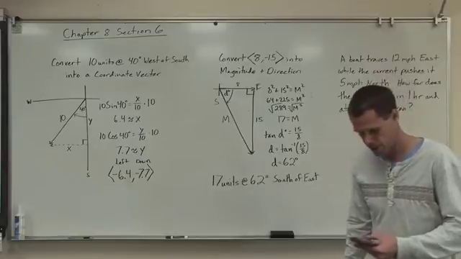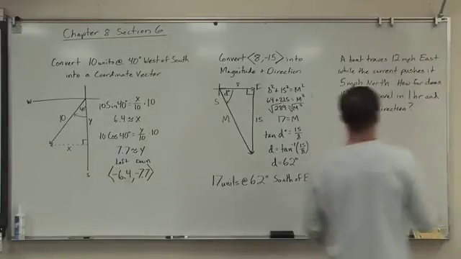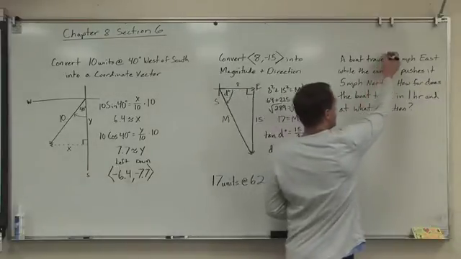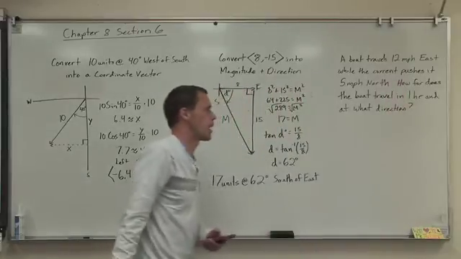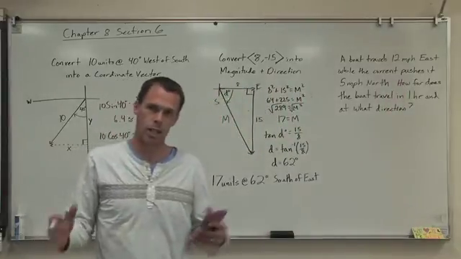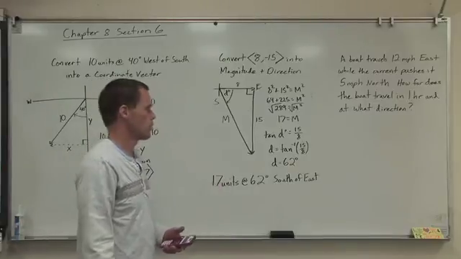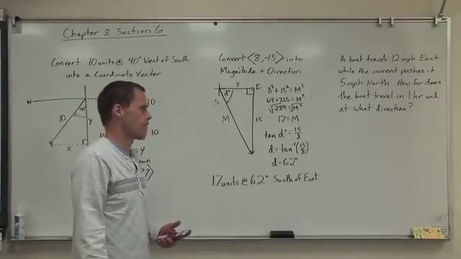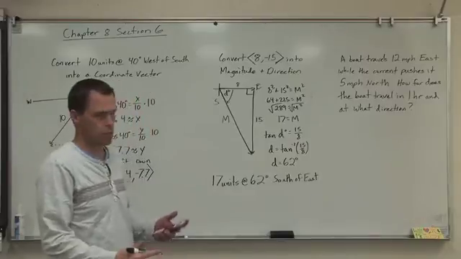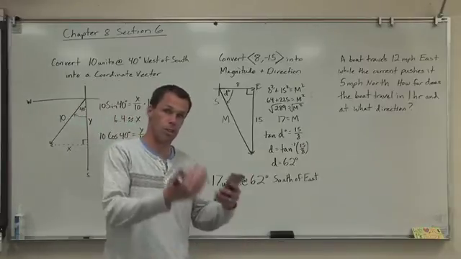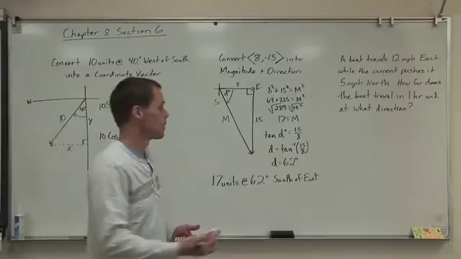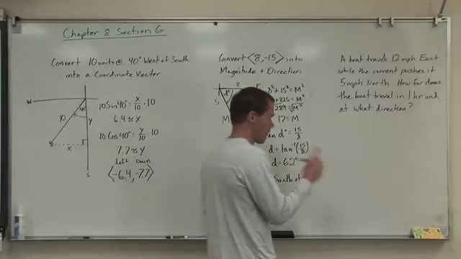Example number 2. Example number 3 is a word problem. A boat travels 12 miles per hour east while the current of the river that it's in pushes it 5 miles per hour north. So how far does the boat travel in 1 hour? The motor is pushing it 12 miles per hour, but the river is pushing it 5 miles per hour. So we're going to have to draw our own diagram.